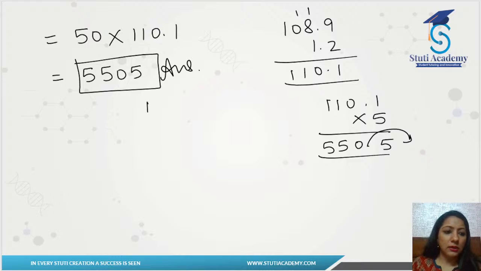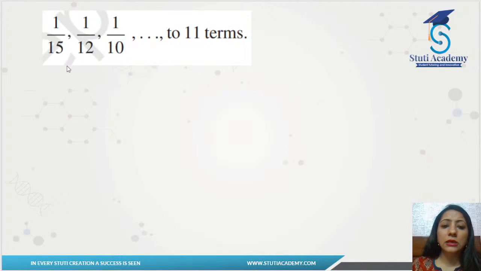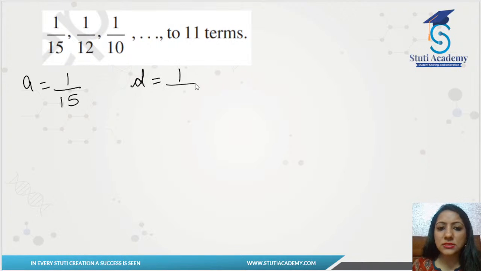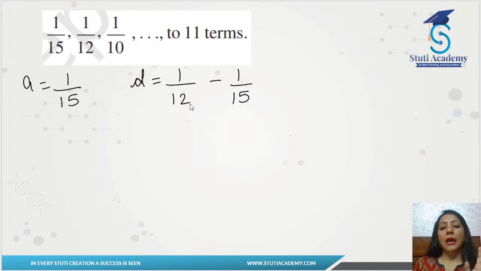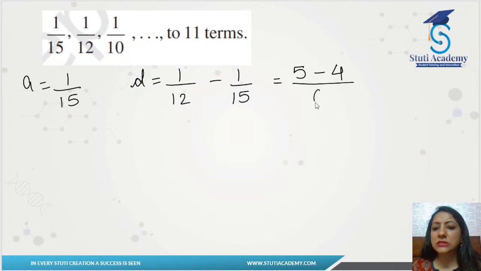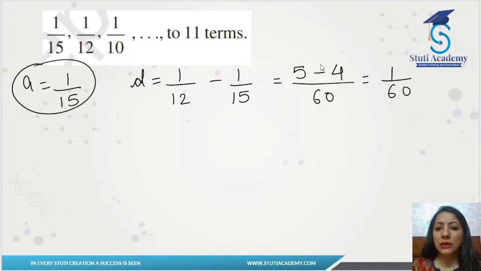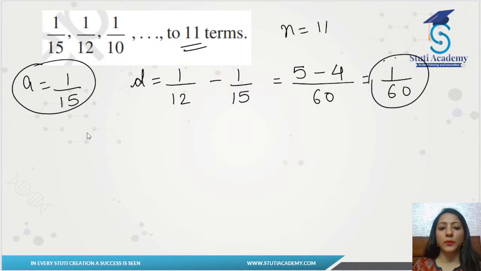Okay, now coming to the last one. This is the last question of this class. Here again we have an AP where the first term is 1 by 15, and let's solve for the common difference. The common difference is 1 by 12 minus 1 by 15. We'll take the LCM. LCM of 12 and 15 is 60. So we'll get 5 minus 4 in the numerator and 60 in the denominator. So that's actually 1 by 60. So this is A, this is D, and N we know is 11. That's given to us in the question.